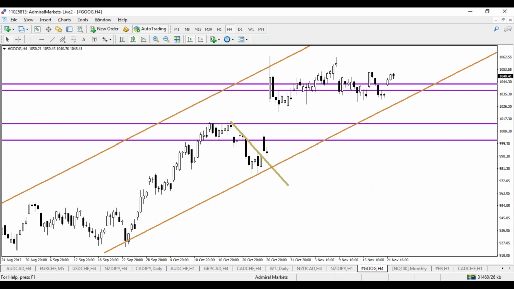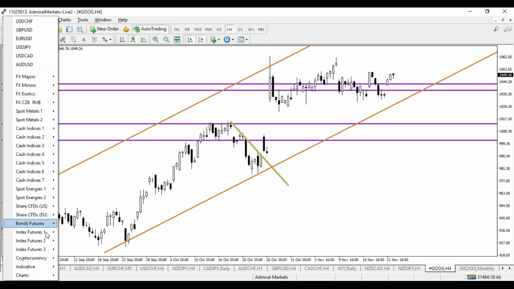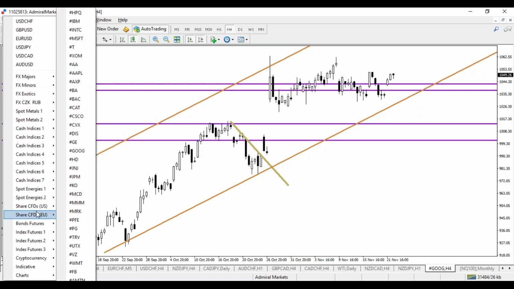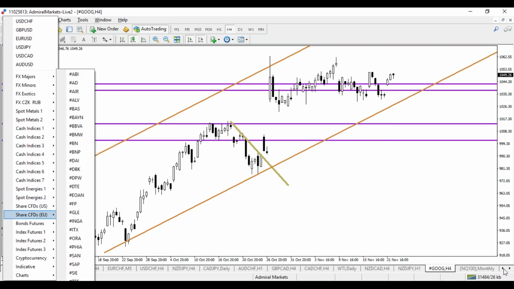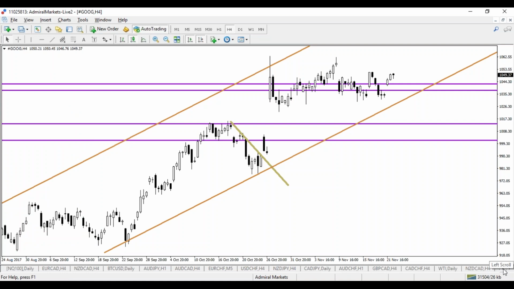Probably for Google too. Just, of course, one of the many CFDs available. So that's something you could look at yourself, of course, easily. Just click on, let's see, there we go. CFDs US, CFDs EU. Many more available there, just looking at a few.